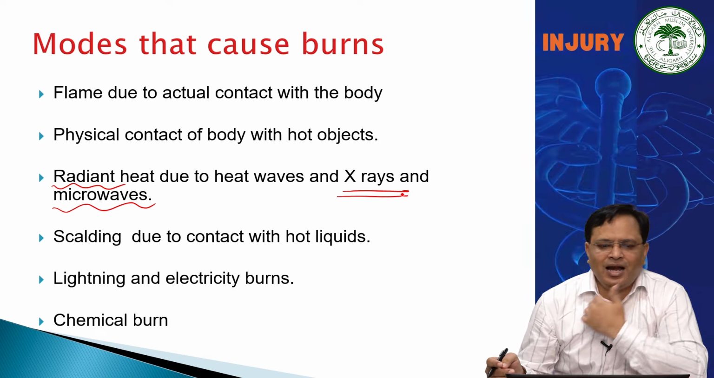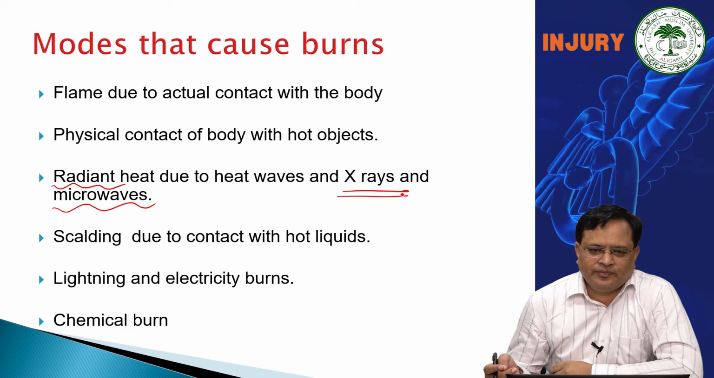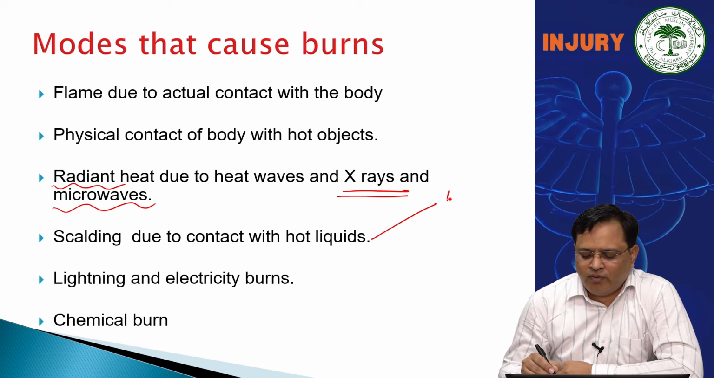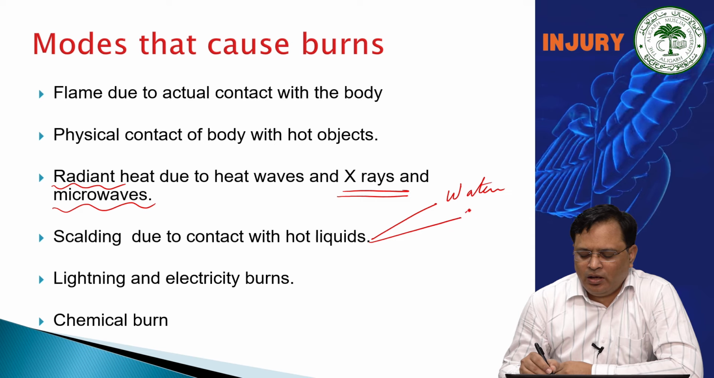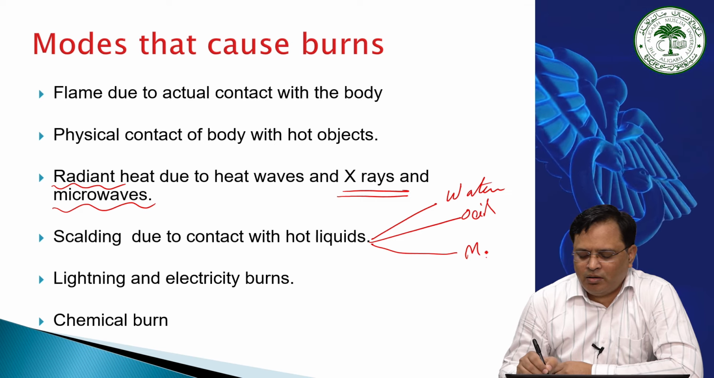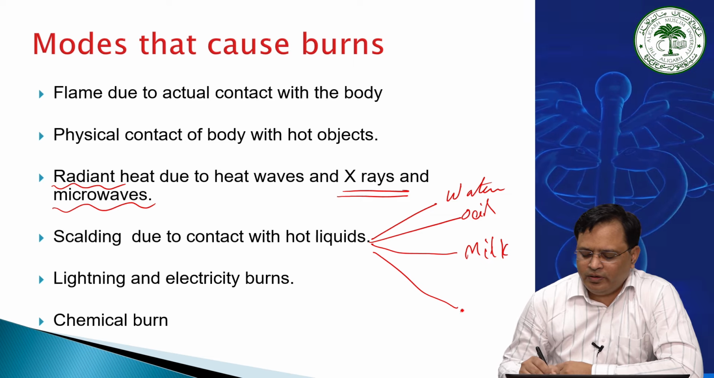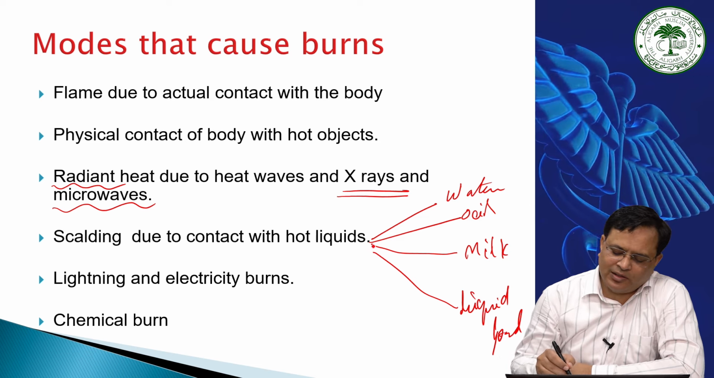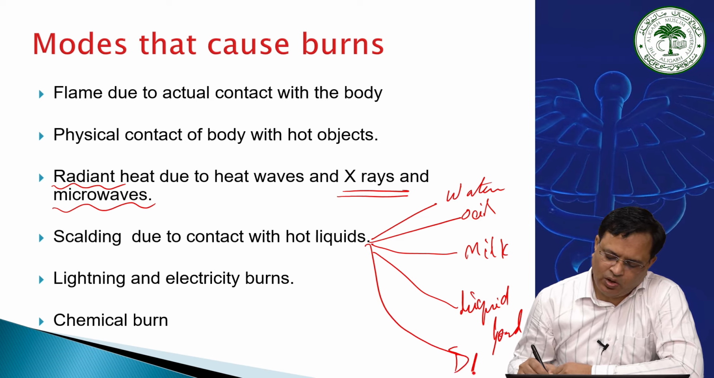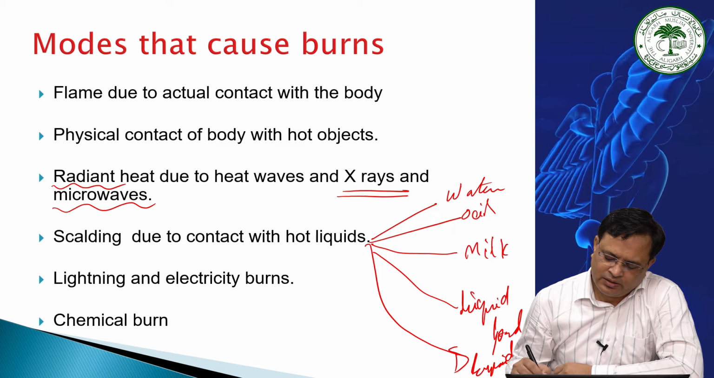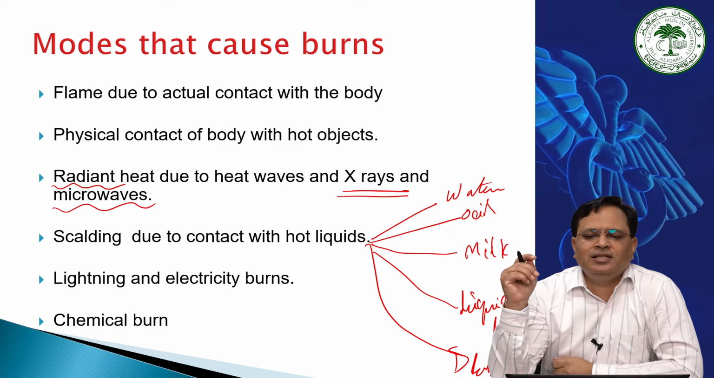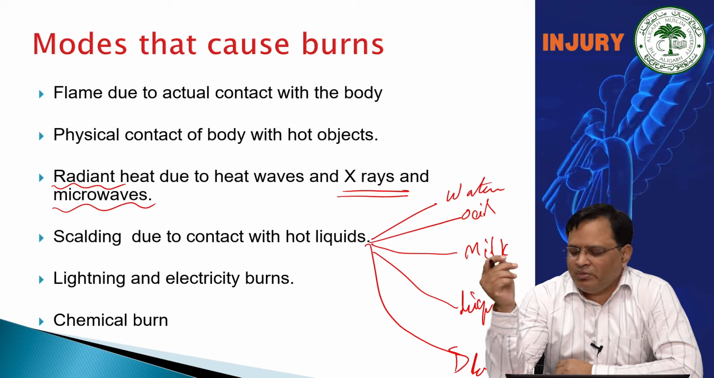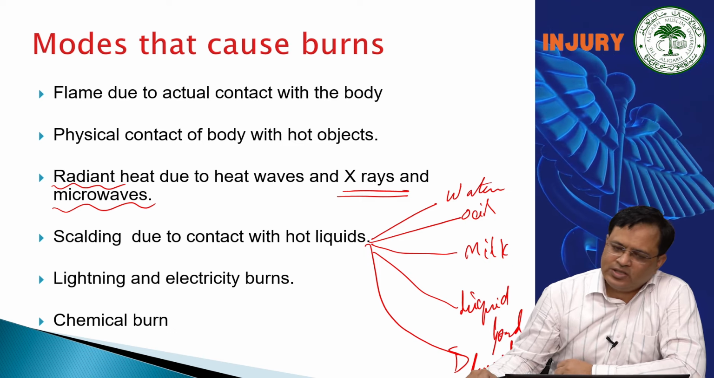cause burns. Scalding, this is another burn which is due to hot liquid. Hot liquid can be water, can be oil, can be milk, or liquid food, and any of the liquid metals also sometimes, but most of the time liquid metals are so hot that they generally present as a dry burn. Lightning and electricity burns, chemical burns. So we will be taking these topics.